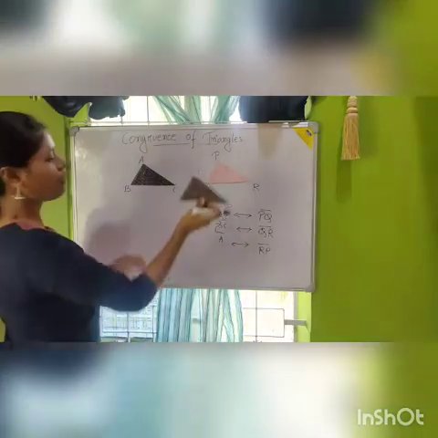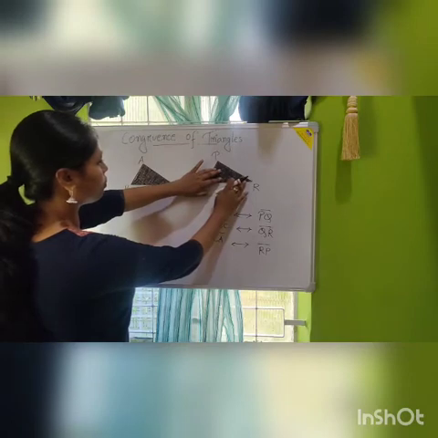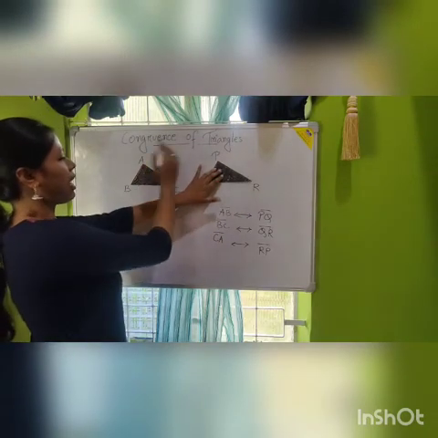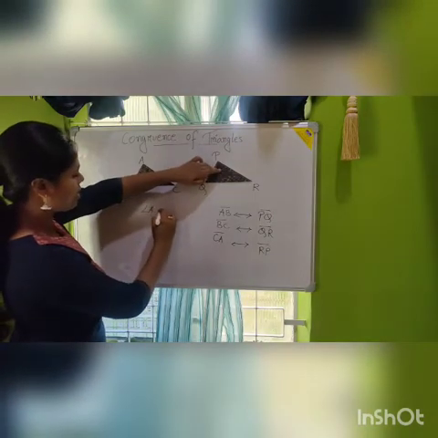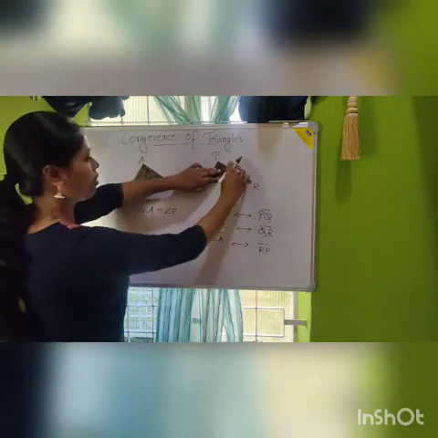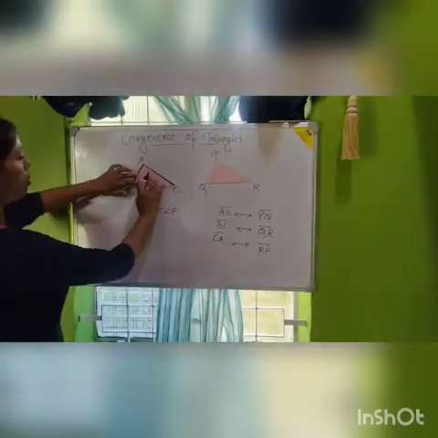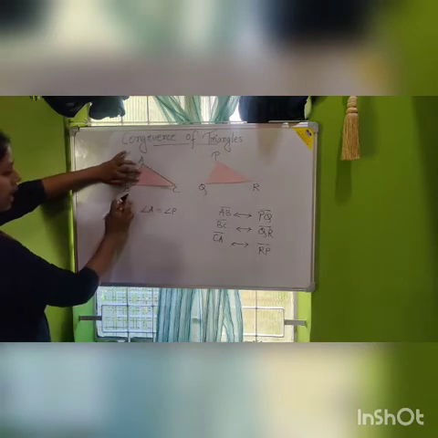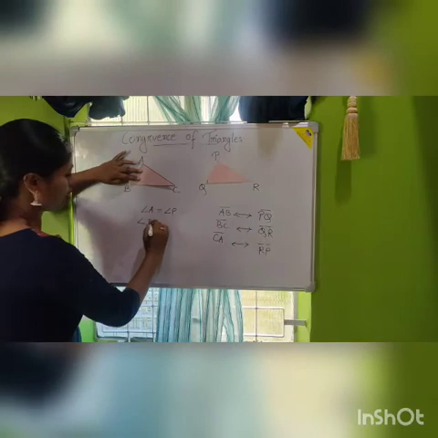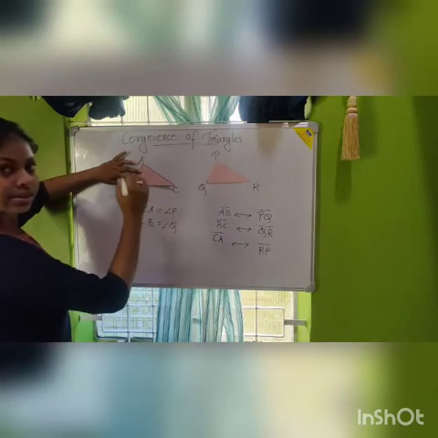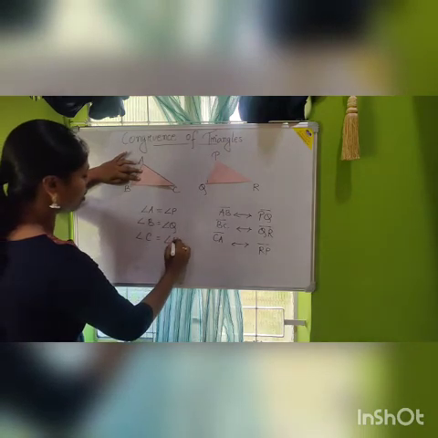Similarly, if we look at the angles, which angles are exactly equal? You can see that angle A is exactly equal to angle P. Angle B is equal to angle Q. And similarly, angle C is exactly equal to angle R.